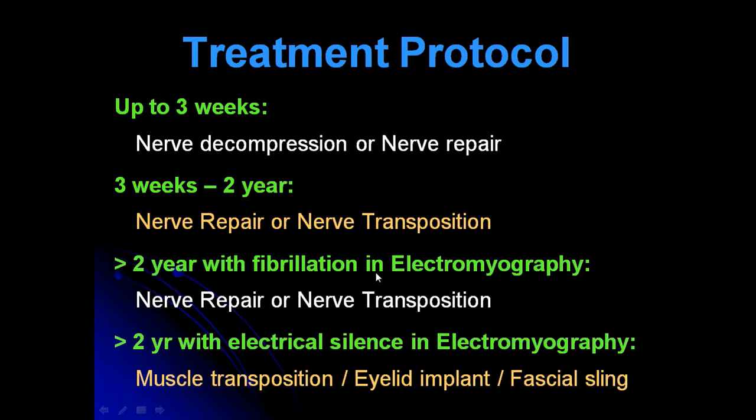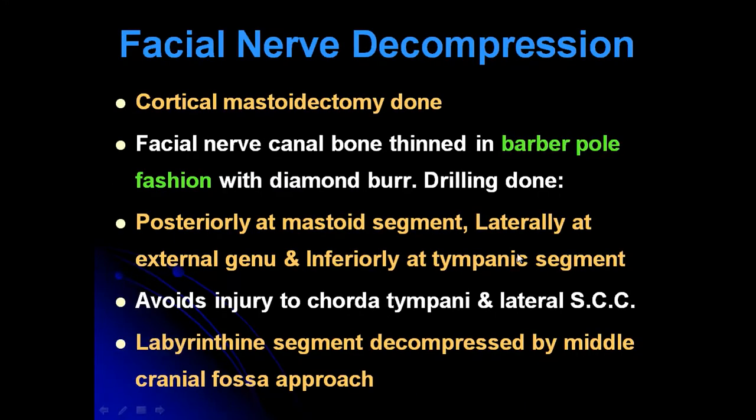More than 2 years with fibrillation potentials, you have to go for nerve transposition. That is not going to recover, therefore you have to wait for nearly 2 years, and then if fibrillation potentials are there in the electromyography, you can go for nerve repair or transposition. More than 2 years with electrical silence: if the muscle itself is not functioning, nerve is not functioning, on electroneuronography you can go for nerve repair. If the muscle is not functioning on electromyography, you can go for muscle repair. At that point, muscle transposition can be done, eyelid implant or facial slings can be done.